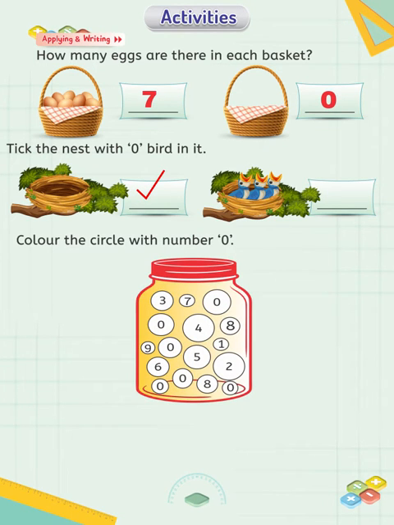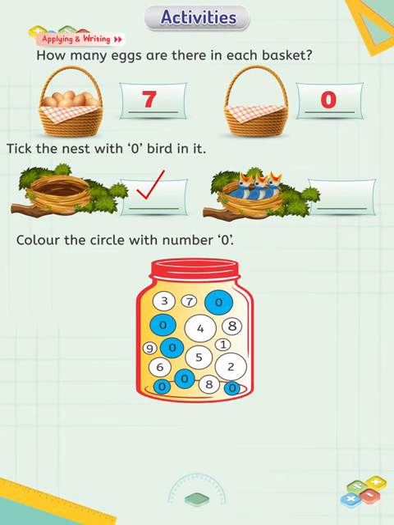Color the circles with number 0. You see many circles inside this jar. They show different numbers. Your task is to only color the circles showing 0. Use your favorite colors to complete the task. Well done!